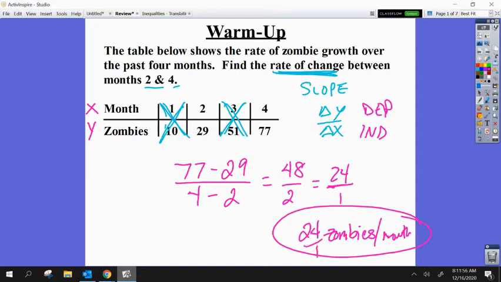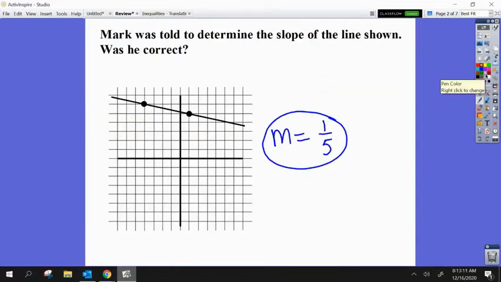Could you say 24 over 1? You could. Could you do decimals if it were a decimal answer? Again, you could, since it's talking about a general rate of change. A follow-up sort of warm-up question, a trend that I saw on the quiz, which we'll go over shortly.